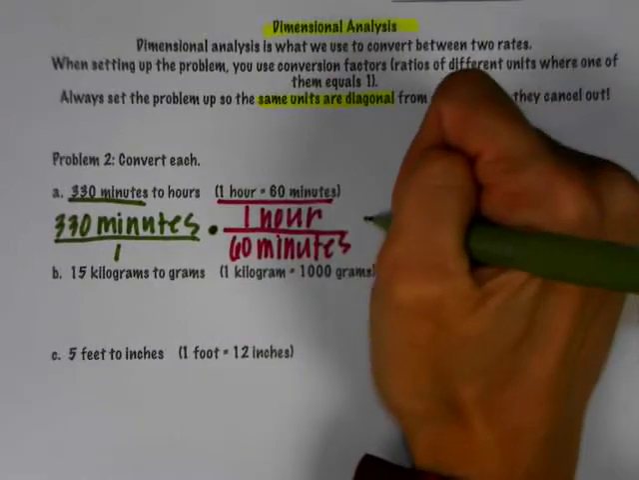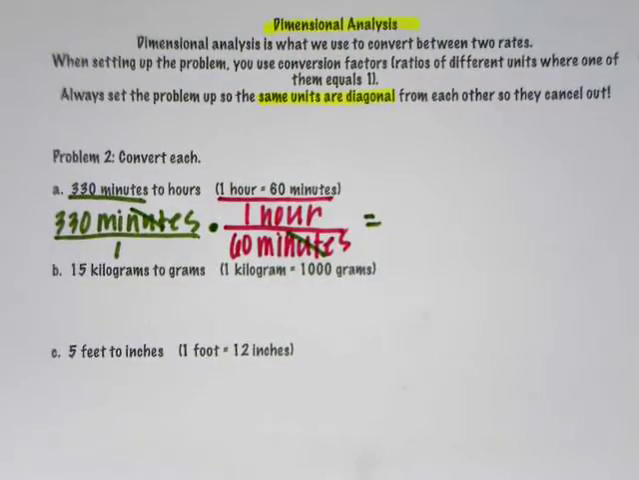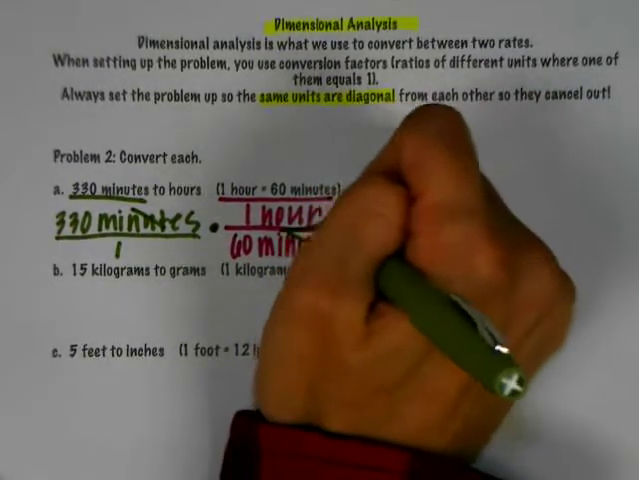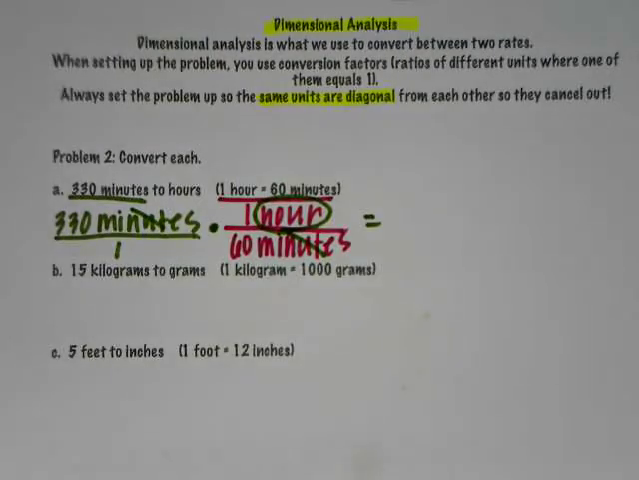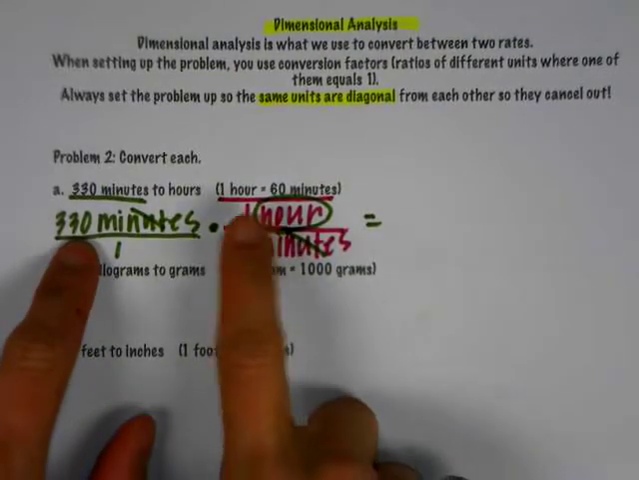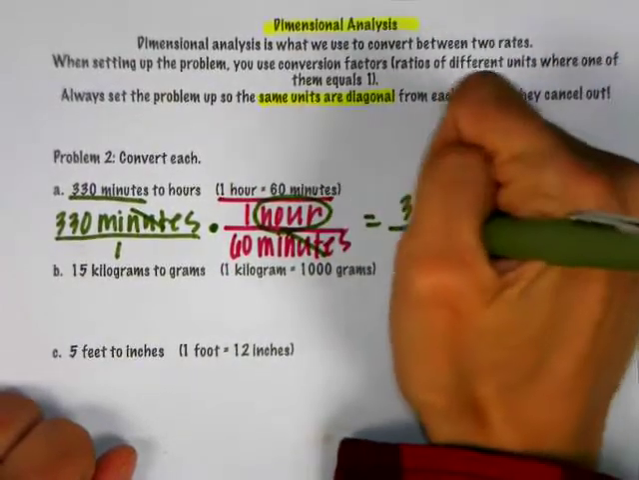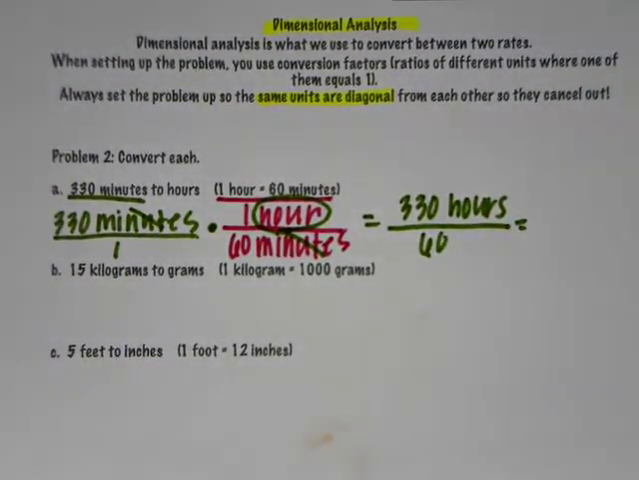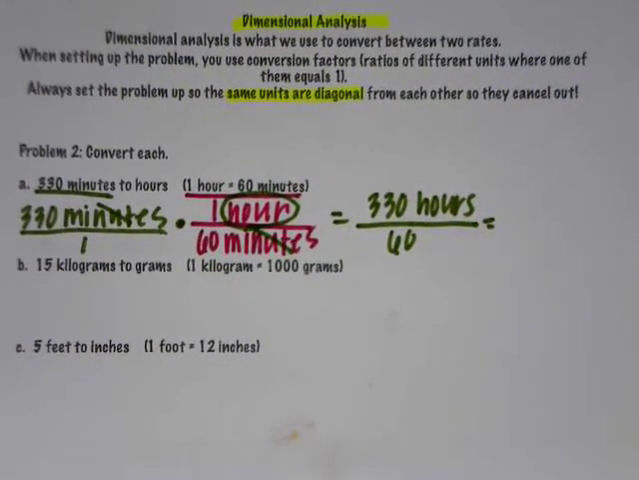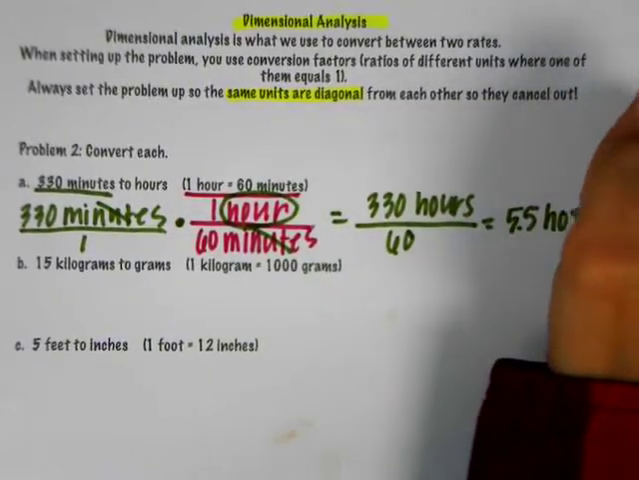So now what you're going to want to verify is that your diagonal units cancel out, just the words you can cross out. Minutes are going to be gone. And your answer should be in this unit, hours, which is what we want. But otherwise, it's just normal fractions. So just multiply straight across, okay? So you're going to do 330 times 1, which is what? 330 hours. On the bottom, 1 times 60 is what? 60. And then you just want to divide that in the calculator. 5.5. So you get 5.5 hours.